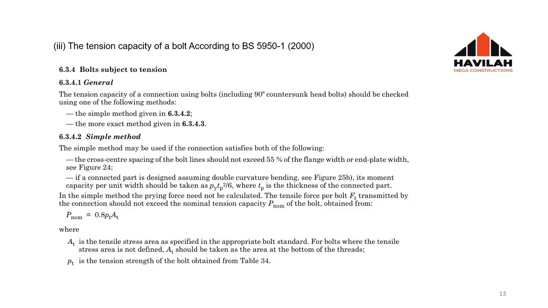All right, the simple method says that we can obtain the tension capacity P_nom to be 0.8 pt, which is the tension strength of the bolt, multiplied by At, which is the tensile stress area, as specified in the appropriate bolt standard. But for bolts where the tensile stress area is not defined, At should be taken as the area at the bottom of the thread, like I said earlier. That's clear enough, I believe.